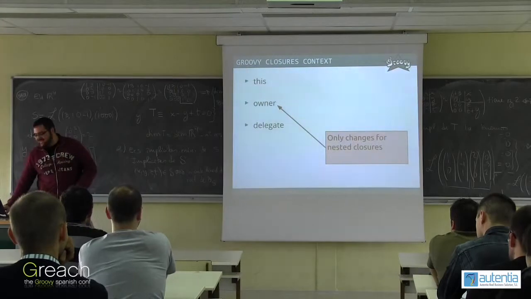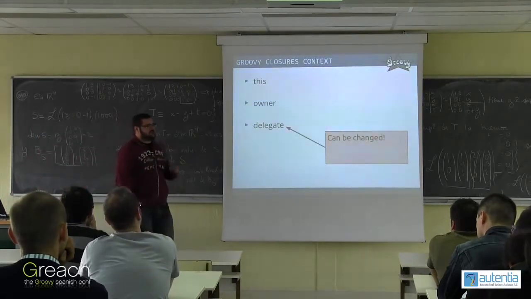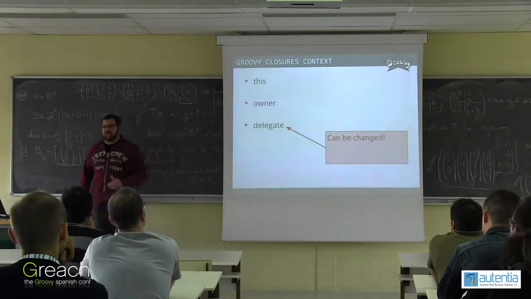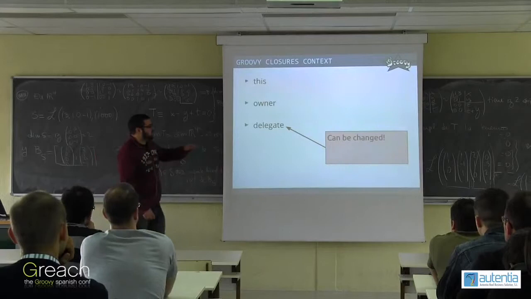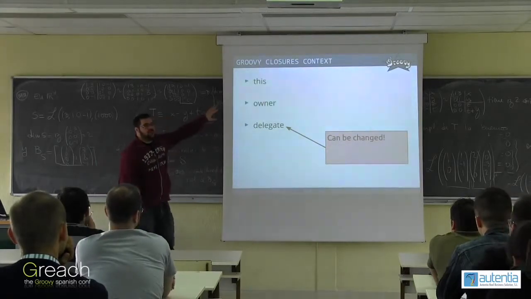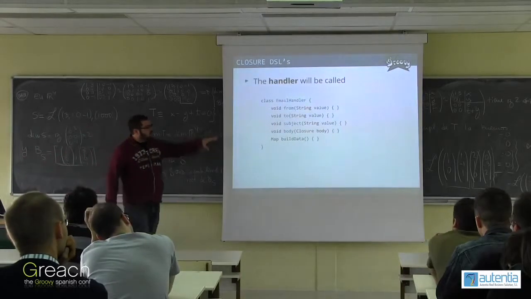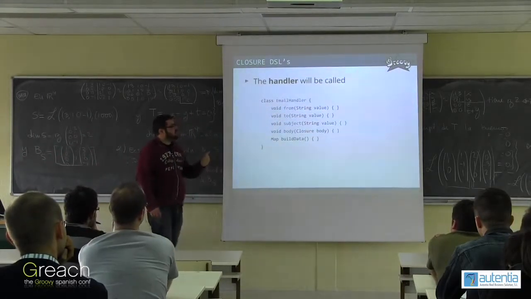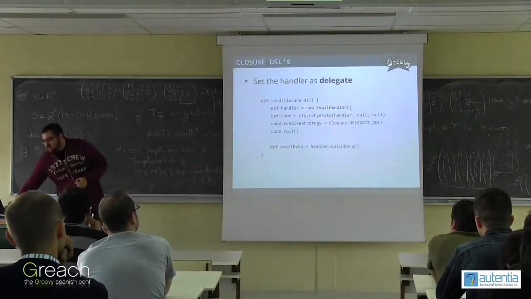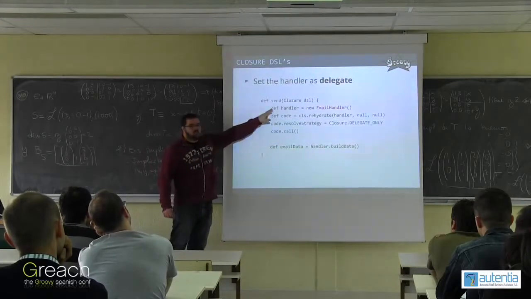Don't worry. The important thing for us is the delegate, because the delegate is the one that can be changed. And you can tell Groovy that this object overrides the other two. So this could be the class that implements all the methods of the DSL from before. This could be the implementation for the send.